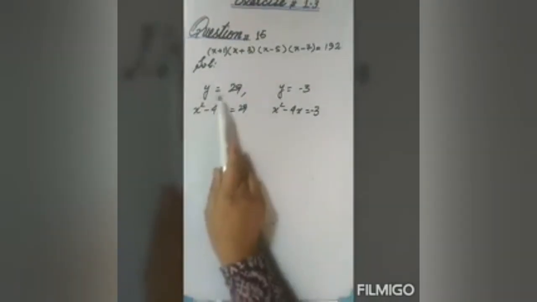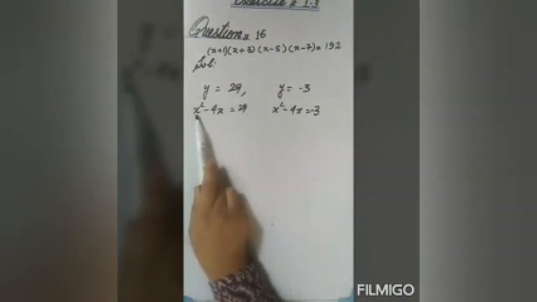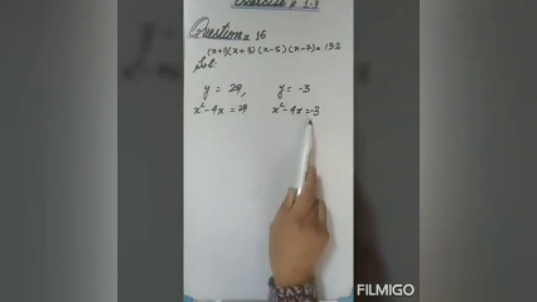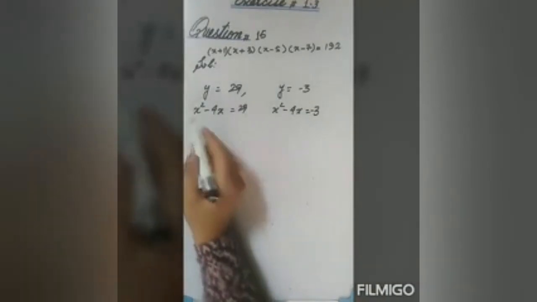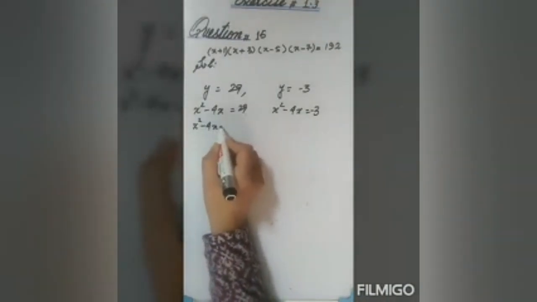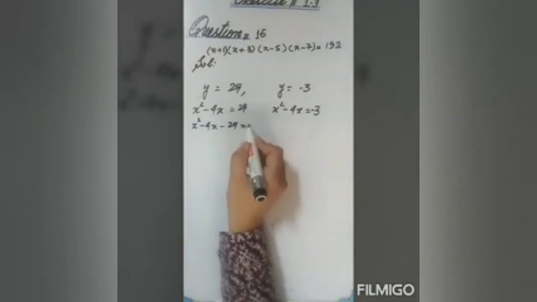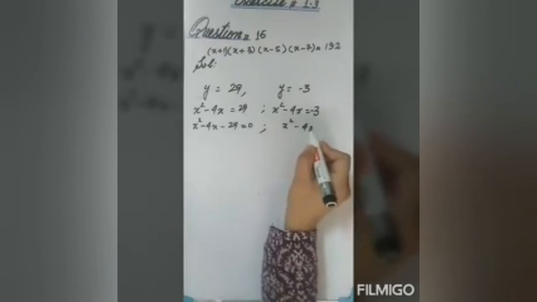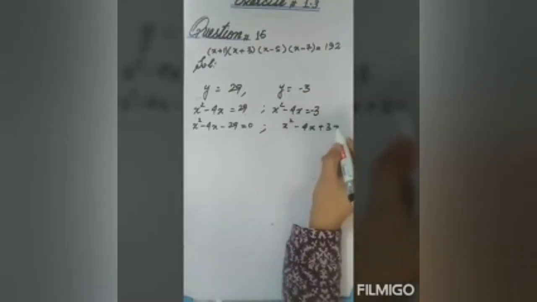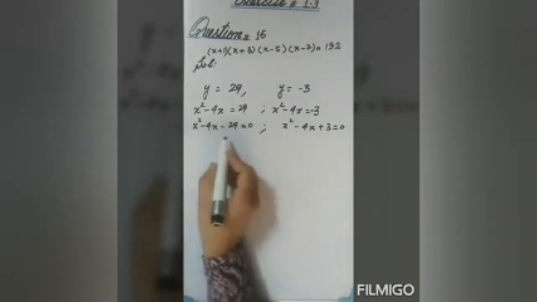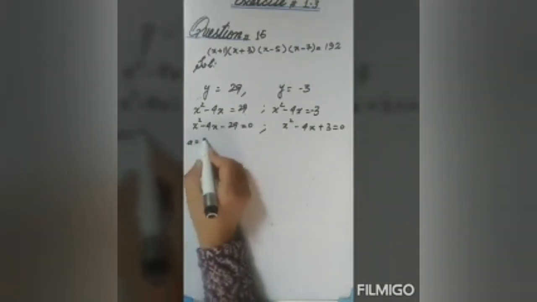As in the start we have supposed y equals x square minus 4x. So x square minus 4x will be equal to 29 and x square minus 4x will be equal to minus 3. Now we will solve these: x square minus 4x minus 29 equals 0 and x square minus 4x plus 3 equals 0. Here midterm breaking is not possible for the first, so we will solve it by the quadratic formula.